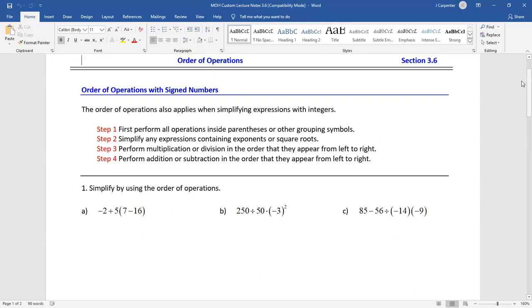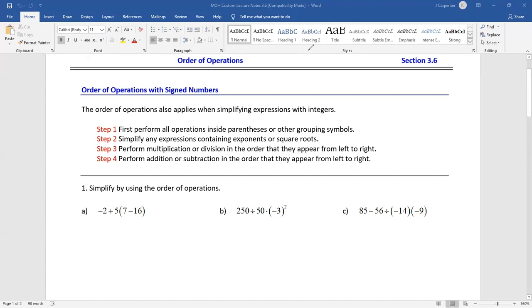3.6. Let me not annotate yet because I'm going to want to scroll down. Order of operations. This is the third section we've had with this title. We had one of these in chapter 1, we had one in chapter 2, now we've got one in chapter 3. And when we did chapter 1, I even mentioned that was going to happen.